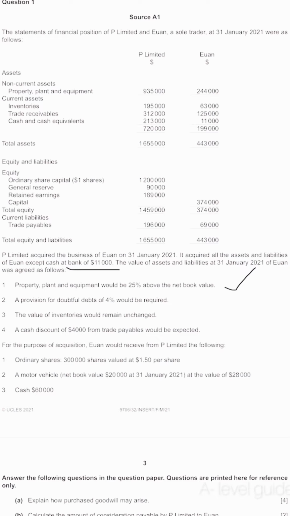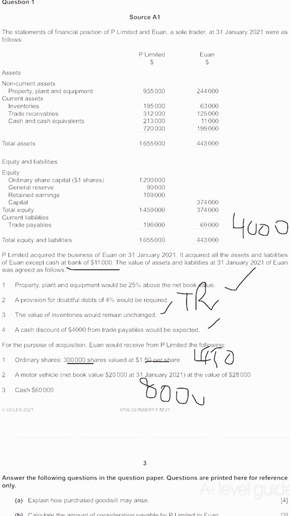Next, they have given the things as follows, which need to be adjusted in the balance sheet. Property, plant and equipment would be 25% above the net book value, which means the amount needs to be calculated with a 25% increase. Provision of doubtful debt needs to be calculated. 4% will be charged on the trade receivables. Inventory would remain unchanged, which means there is no change in its value, and cash discount of 4,000 from trade payables would be expected.